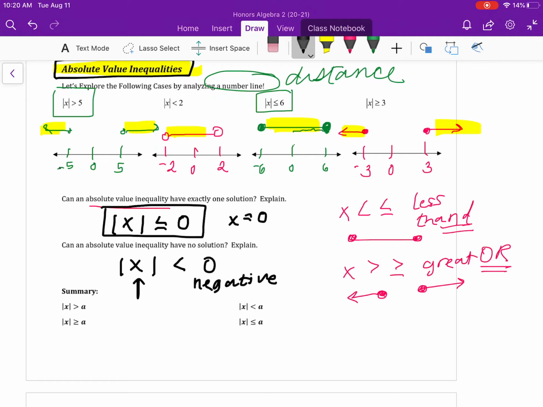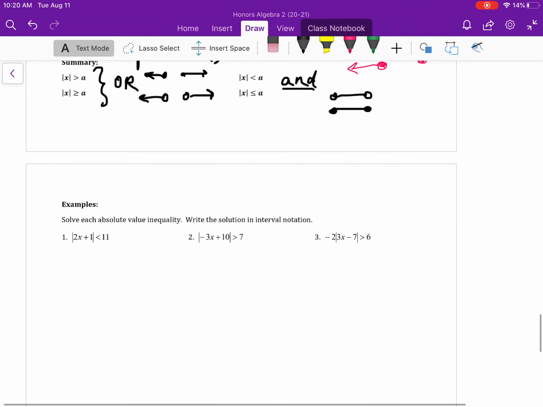So here's our summary. We're going to sum things up. If it's greater than a number, it's going to be an or, and it's going to look like this. It's going to have ors. It's going to look like that or like that. Over here, if it's less than, it's going to look like an and inequality, and it's going to look like this, or it's going to look like this. Okay? And then you have to be really careful about that other number on the other side. So we'll see some examples of that.